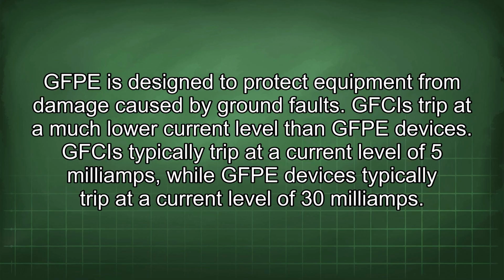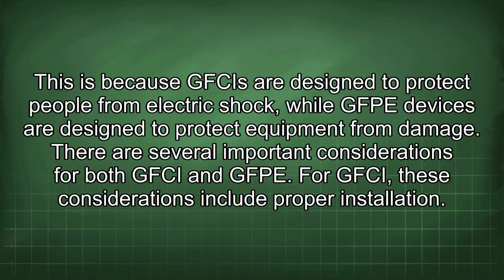GFCIs trip at a much lower current level than GFPE devices. GFCIs typically trip at a current level of 5 mA, while GFPE devices typically trip at a current level of 30 mA. This is because GFCIs are designed to protect people from electric shock, while GFPE devices are designed to protect equipment from damage. There are several important considerations for both GFCI and GFPE.